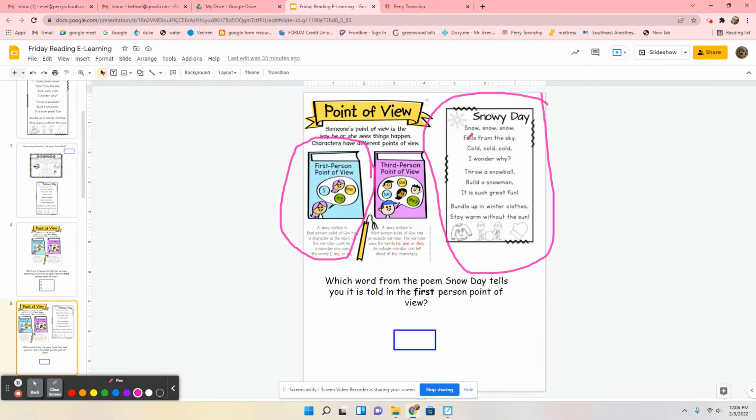So as I go through the poem, I'm going to look and see, do I see the word I, my, or me? Go ahead and skim through the poem and see if you can find one of those words. Which one of those words lets you know that it's told in first person point of view? Hopefully you found the word I. It says, I wonder why. So it is told in first person point of view.